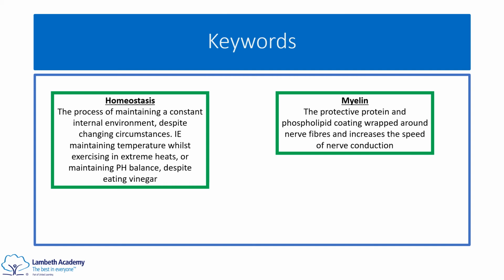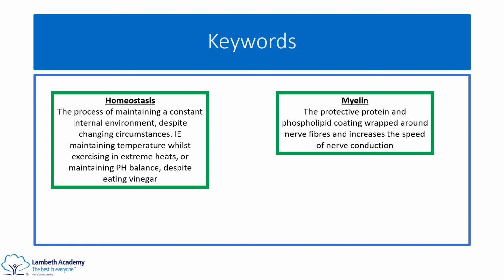So an example of this could be temperature. Whilst we are exercising, our body releases heat as a byproduct. So our thermoregulatory system needs to maintain our body's temperature. The maintenance of our temperature is homeostasis.